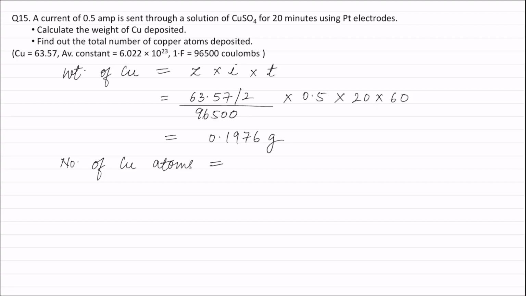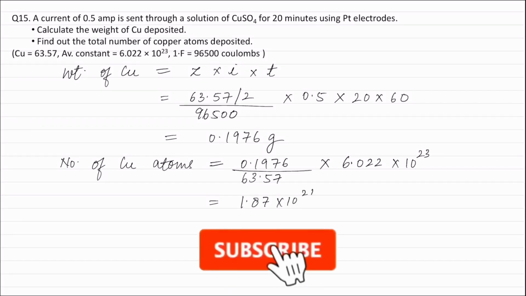Now the total number of copper atoms deposited will be equal to moles of copper. Moles of copper will be equal to weight of copper, that is 0.1976 gram, divided by atomic weight of copper, that is 63.57. Multiplying this moles of copper with Avogadro's number, that is 6.022 into 10 to the power 23, will give the number of copper atoms, which is equal to 1.87 into 10 to the power 21 atoms.